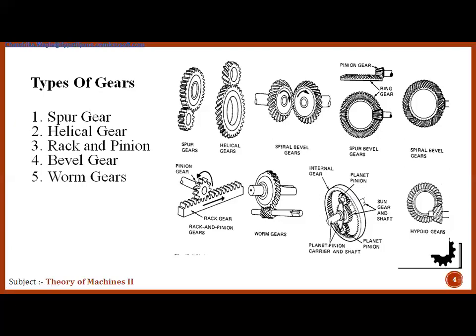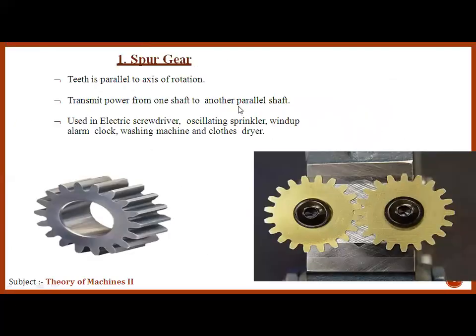Okay, one by one we will see. Spur gear: it is like this. The axis of the teeth is parallel to the axis of the gear, isn't it? See, this is how it is. These are meshed, and basically these are used in electric screwdrivers and oscillating sprinklers, like this.